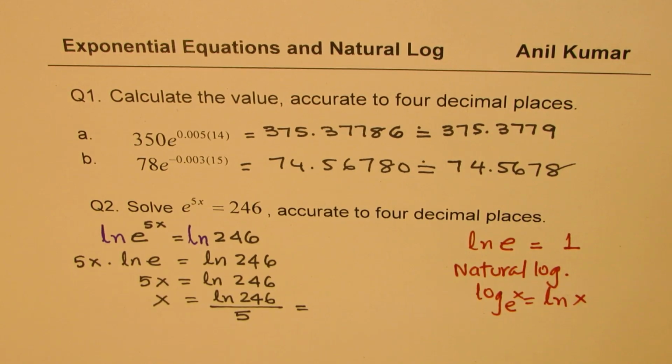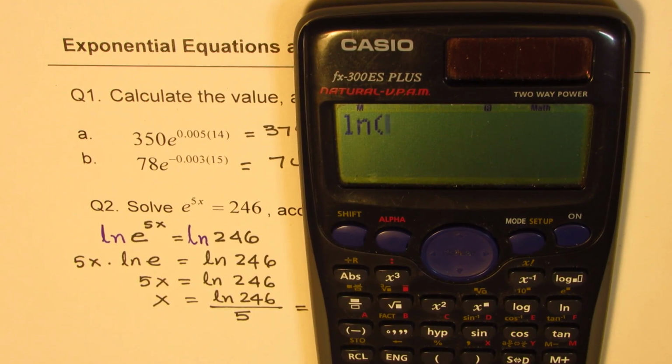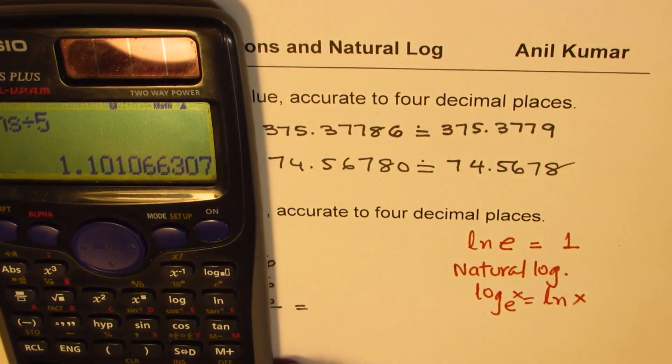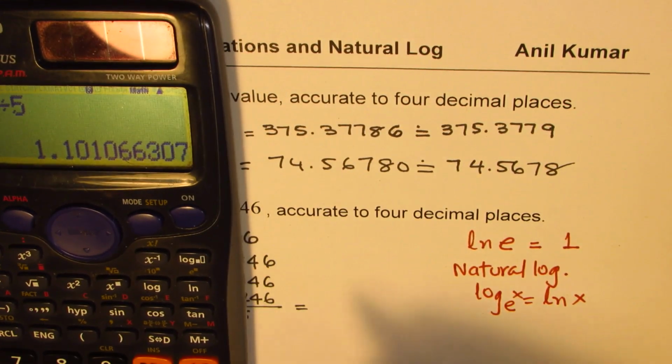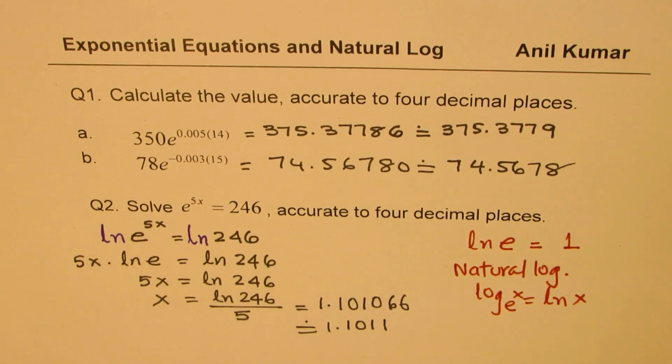So let's calculate this out. So natural log is this key, right? So natural log 246, bracket close, and then divide by 5. Okay, so we get 1.101066. Rounding to 4 decimal places means 1.1011, correct? So that becomes our answer for this particular question.